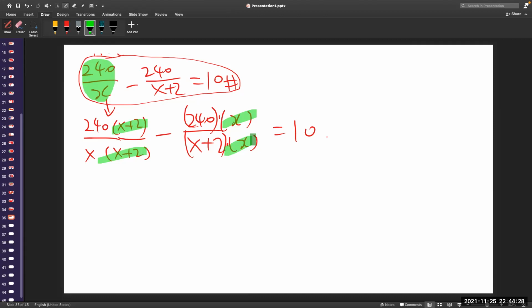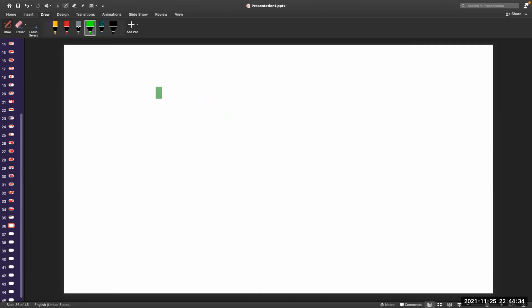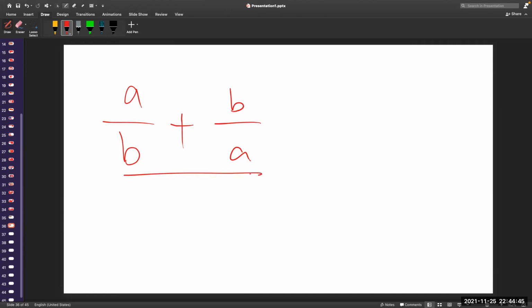Have you learned this technique before? I don't think so. Okay, let me just give you a simple example. Let's say you have A over B and then you have this B over A. So how do you combine these two fractions together? To combine these two fractions, you have to make the denominator the same.